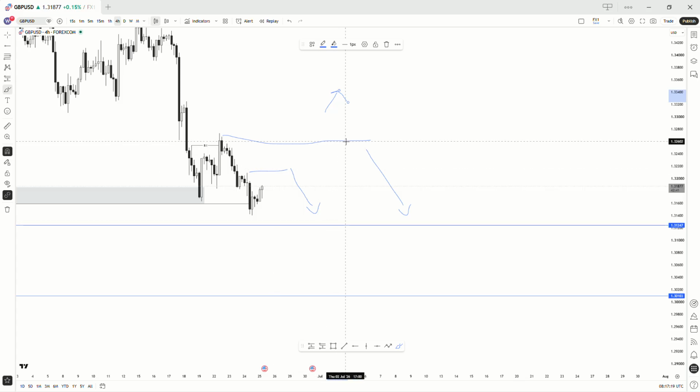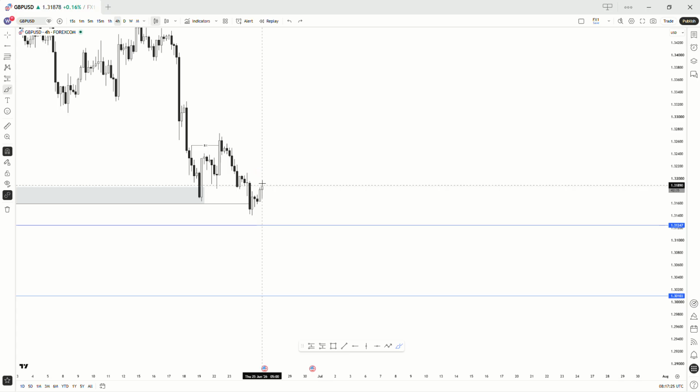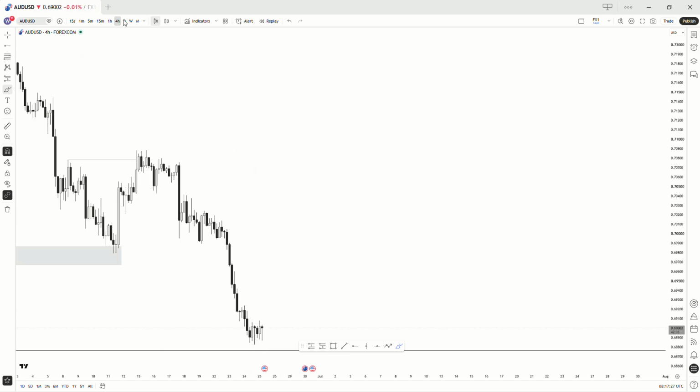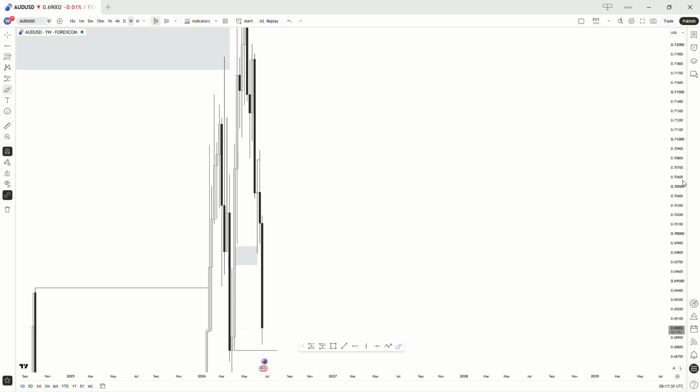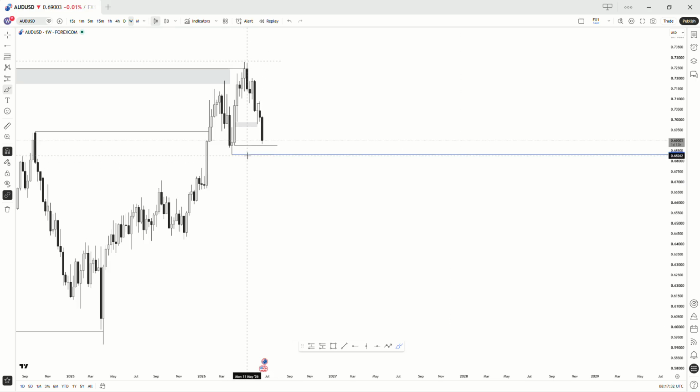But I believe it will happen, maybe at this high or this high. But currently, I don't want to be guessing because I need more price action. On AUDUSD on the weekly time frame, what we can see is that we are approaching our target, but we are respecting the zone to the left.